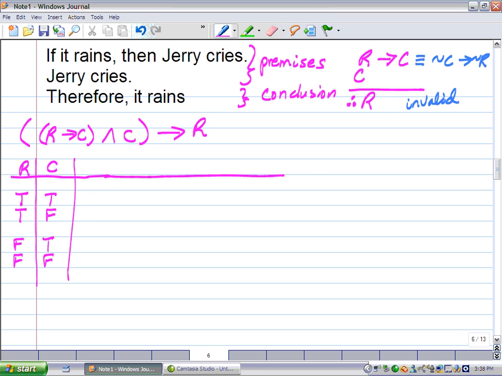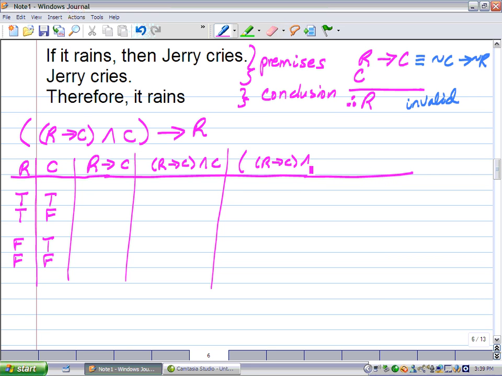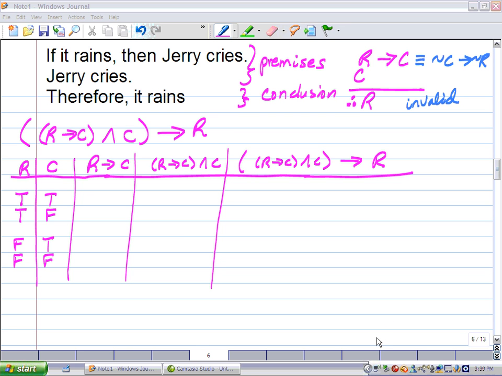And as I build my table, I'm going to start inside the parentheses with the R implies C. Then I'm going to move out to the R implies C and C. And then I'm going to move out to the final one, R implies C and C implies R, and see if I can come up with my final answer. Remember, if I get any F's in this last column, it's invalid.